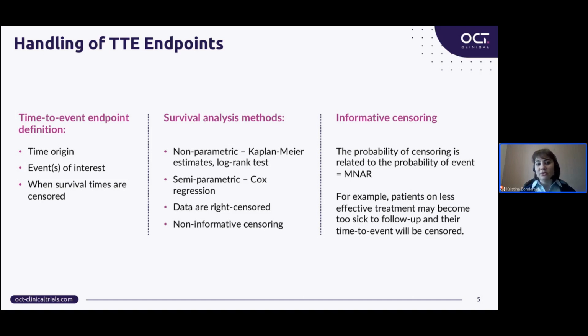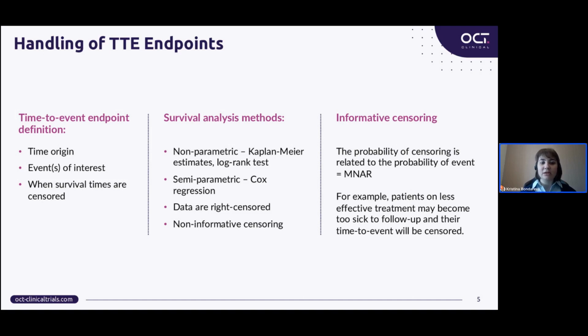In order to define a time to event endpoint, one needs to specify time origin, the point at which the follow-up time starts, the event of interest, which can be a single target event or multiple events in case of a composite endpoint. And for the analysis purpose, the circumstances where survival times are censored will also need to be specified. One of the challenges specific to survival analysis is that only some individuals will have experienced the event by the end of the study, and therefore survival times will be unknown for a subset of participants.